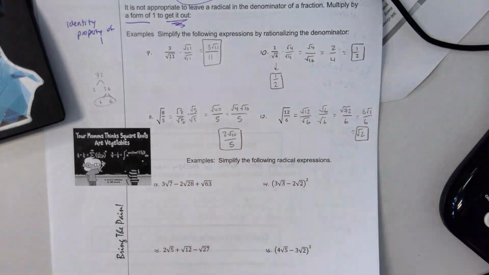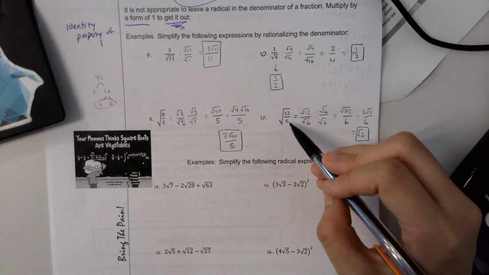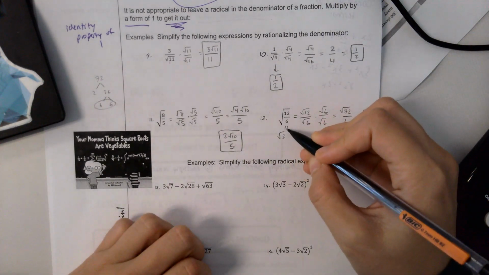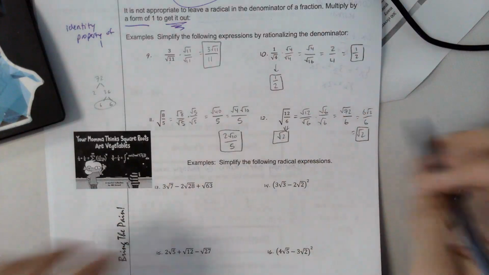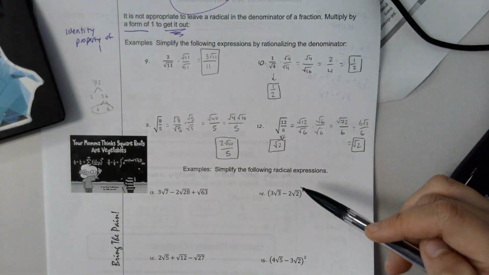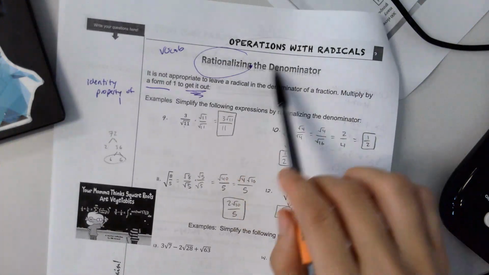This one was also a trick question, because if we'd gone back here, we could have seen 12 divided by 6 is just root 2. So we could have just skipped all that. But again, this is just to show you that the math works. We want to be able to rationalize the denominator along with doing all the other operations that we've learned.